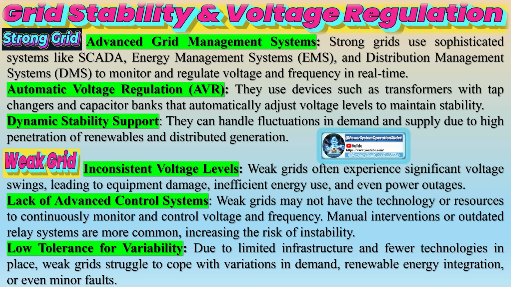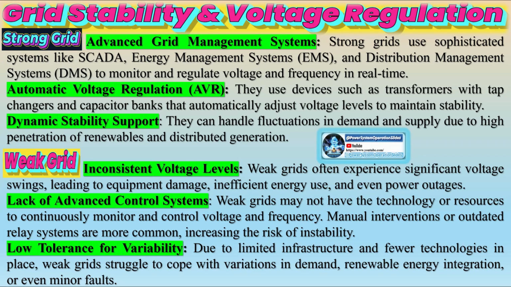In weak grids, a single fault in the transmission or distribution system can often lead to cascading failures and large-scale blackouts because there is no alternative route for the power. Weak grids usually lack the capacity to continue operating after losing a critical component, leading to outages that affect entire regions. Due to lack of redundancy, weak grids have a higher mean time to repair (MTTR), resulting in frequent, prolonged outages.